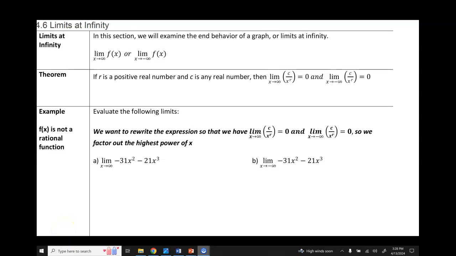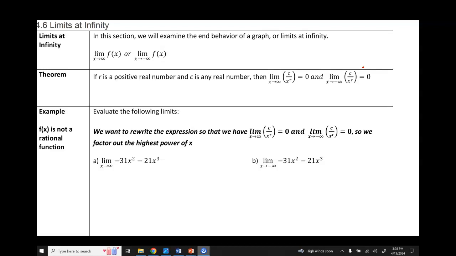In this section, we will talk about limits at infinity. So we will examine the behavior of f of x as x approaches infinity and as x approaches negative infinity. So if r is a positive real number and c is any real number, then the limit as x approaches infinity of c over x to the r equals 0, and the limit as x approaches negative infinity of c over x to the r is also 0.